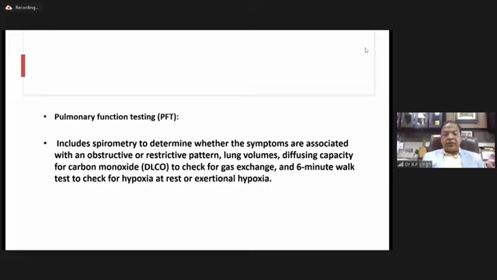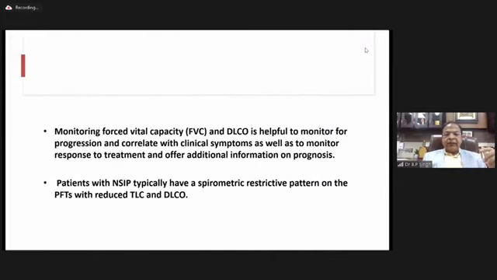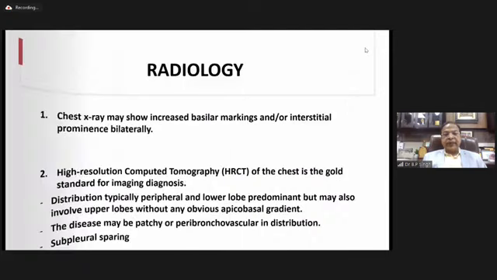A 6-minute walk test is done to check for hypoxia at rest or exertional hypoxia. This is also a very important and very simple test to perform in patients with NSIP. Monitored forced vital capacity and DLCO are helpful to monitor for progression and correlate with clinical symptoms, as well as to monitor response to treatment and offer additional information on prognosis. Patients with NSIP typically have a spirometric restrictive pattern on the PFTs with reduced TLC and DLCO.